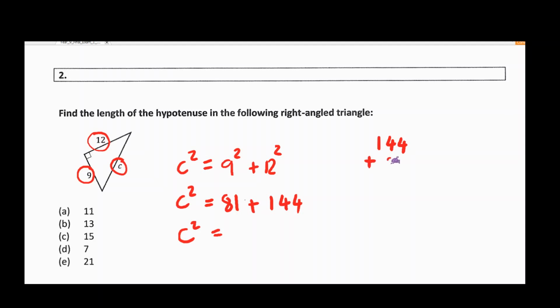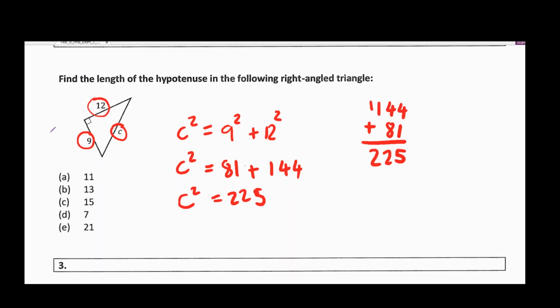That's going to be 44 plus 81. 4 plus 1, 5. 4 plus 8, that gives 12. Put down the 2, carry the 1. 1 plus 1 is 2. 225. C squared equals 225, and to figure out C, C is going to be the square root of 225, which is 15. So C is 15.